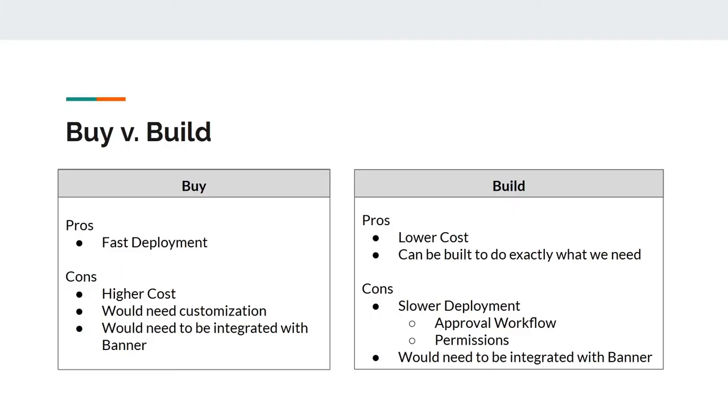So we started looking at products that we could buy that would integrate with Banner and do a time clock system that way. There's several options out there. Time Clock Plus is probably the one that a lot of people are familiar with. The advantage to buying something is that we would have had a fast deployment, but there's going to be higher costs associated with that. You've got your purchase cost, your implementation cost, your ongoing maintenance cost. Any customization that would have to be done would probably be an additional cost, and then you've got your Banner integration to think about. To build something, we'd have a lower cost, but it would be a slower deployment. And in the end, you still have to integrate with Banner.